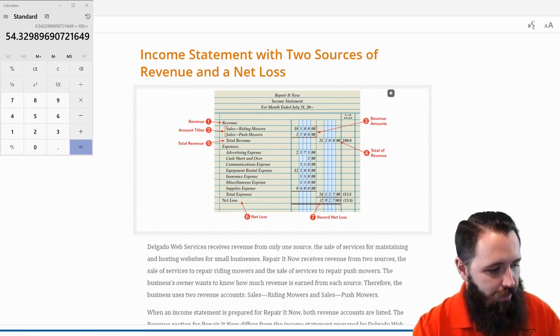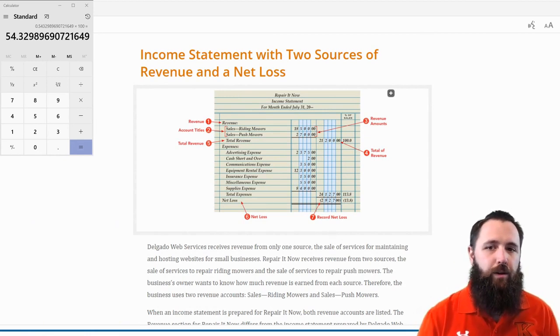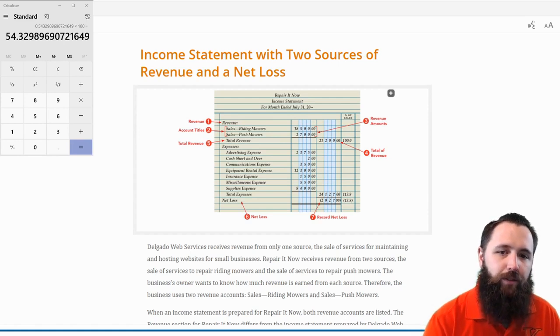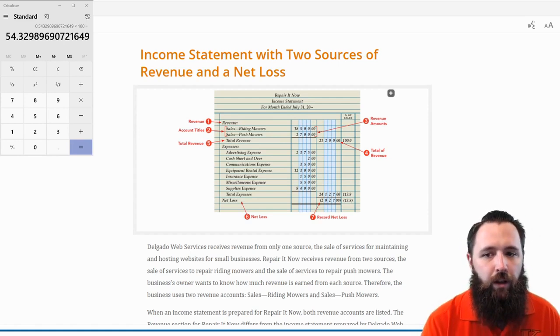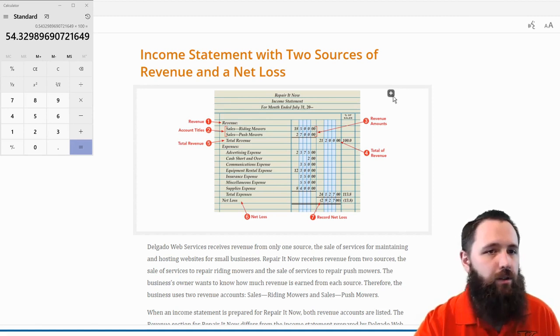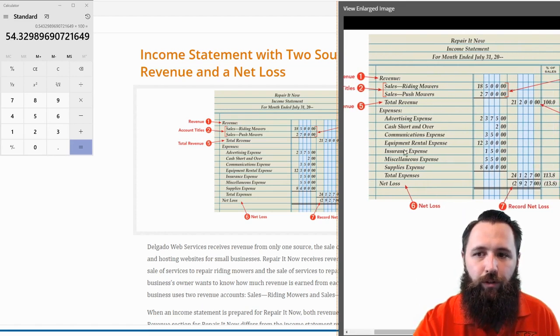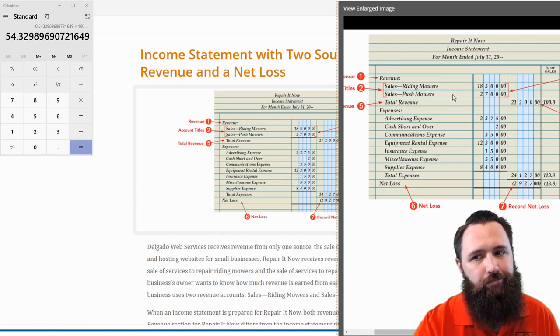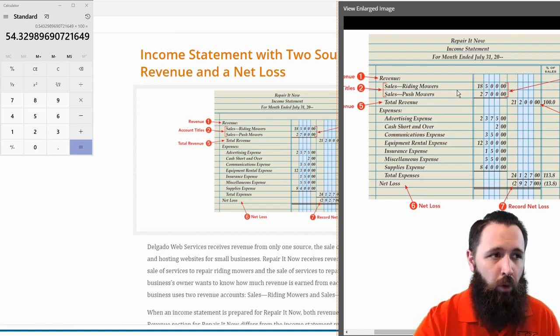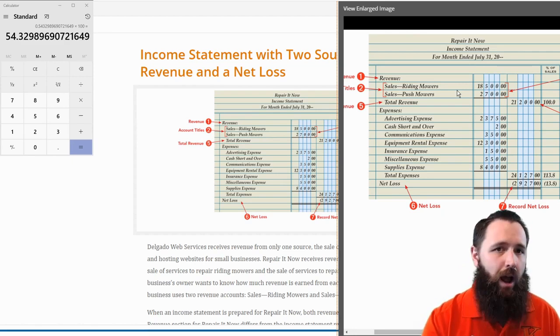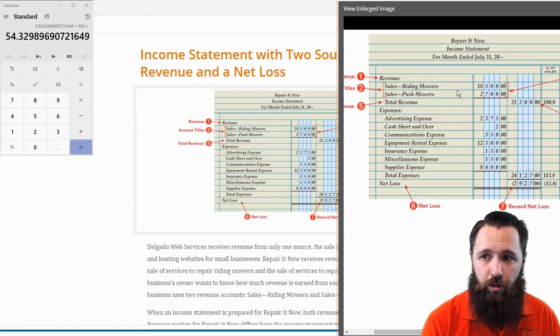And then they throw another thing at us here, okay? This right here is going to be our income statement. What if we have two sources of revenue instead of one? What does that look like? And on top of that, what if we had a net loss? So let's pull this up, and it's all the same, except if we go over here, what would we do if we had two different revenues? Let's say this looks like a company that's selling lawnmowers, and they wanted to separate the riding lawnmowers versus push mowers to see how their business is doing.